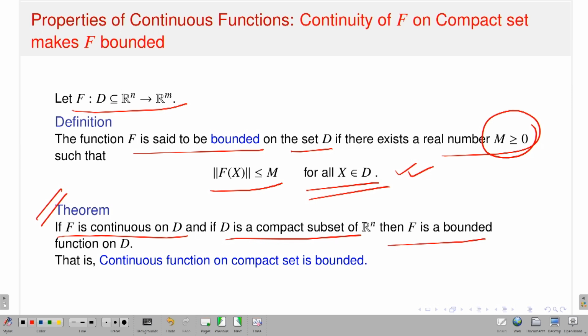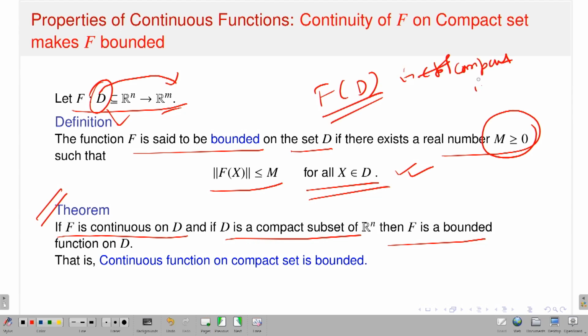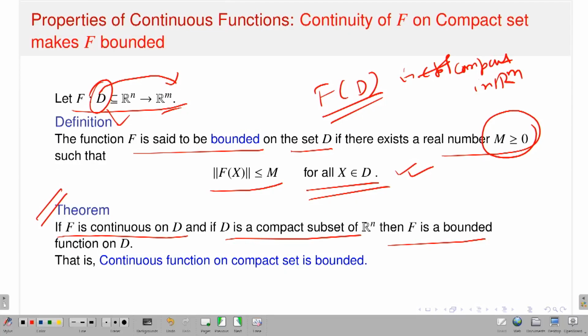So just now in my earlier theorem, I have observed that it maps compact sets to compact sets. So now I have a function f defined from D to R^m, and D is compact. Therefore f of D is also compact in R^m. But I already discussed in my earlier slides that a compact set in R^m is closed and bounded. So since f of D is compact, it is closed and bounded. Therefore the function is bounded. That's why it says a continuous function on a compact set is bounded.